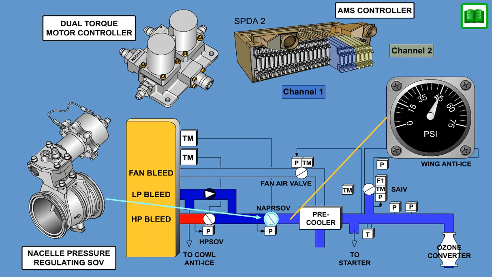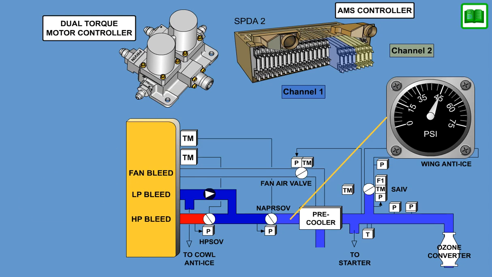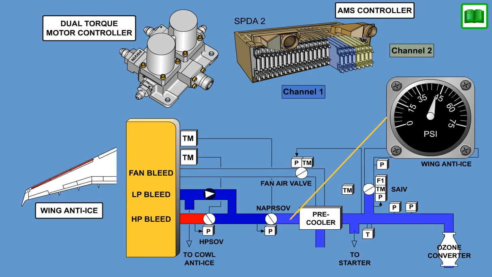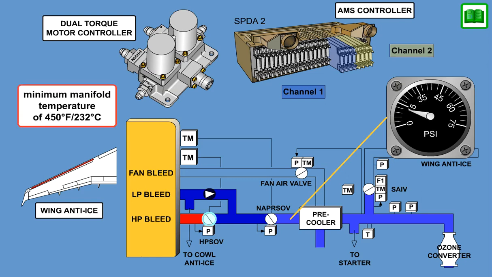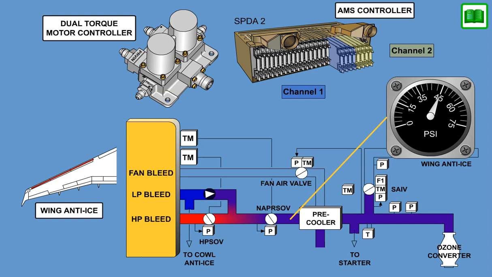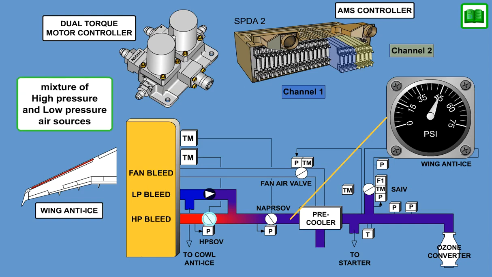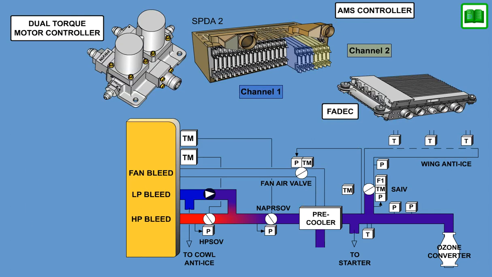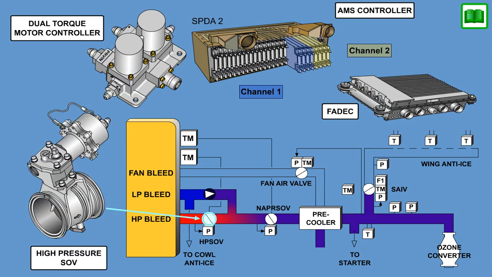However, when wing anti-ice is active, the high-pressure shut-off valve will be regulated open as needed to maintain a minimum manifold temperature of 450 degrees Fahrenheit. In this switchover region, where low-pressure supply pressure is insufficient to meet the desired manifold pressure, or additional temperature is required for anti-ice operation, bleed flow is supplied by a mixture of high-pressure and low-pressure air sources. Note that the HPSOV is always closed when the HPSOV high-power close signal is received from the FADEC.